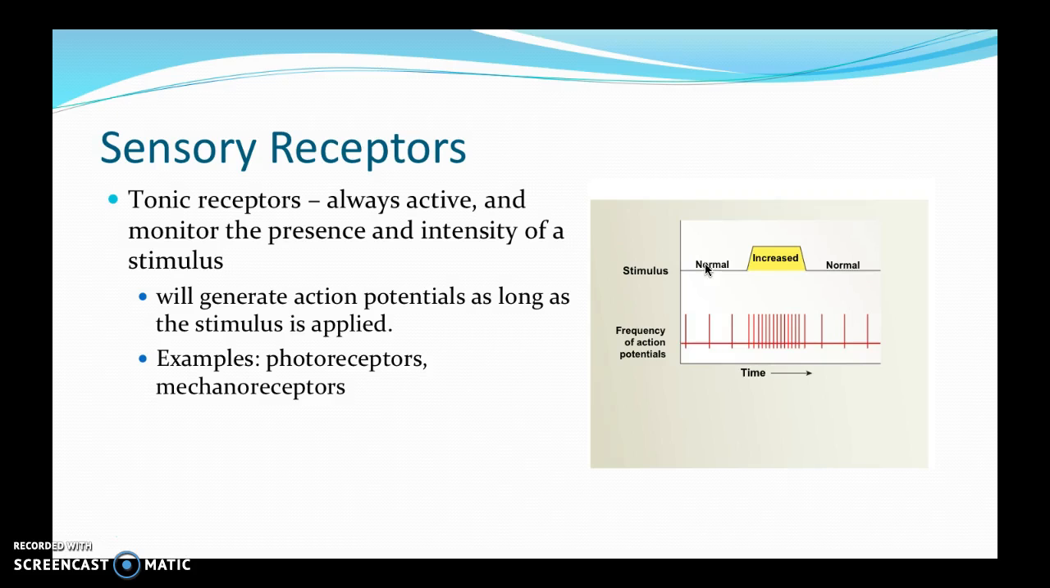And as we see in this image here, there is no stimulus, but we still have action potentials. Now here we have a stimulus, and as long as the stimulus is present, we have an increase in the number of action potentials. And when the stimulus goes away, then we have a lower number of action potentials, but there are still action potentials when there is no stimulus.